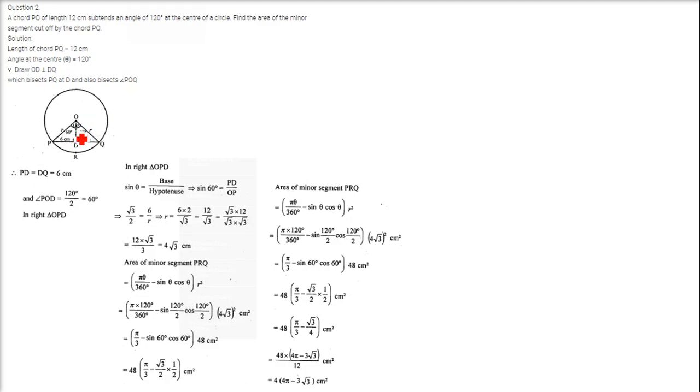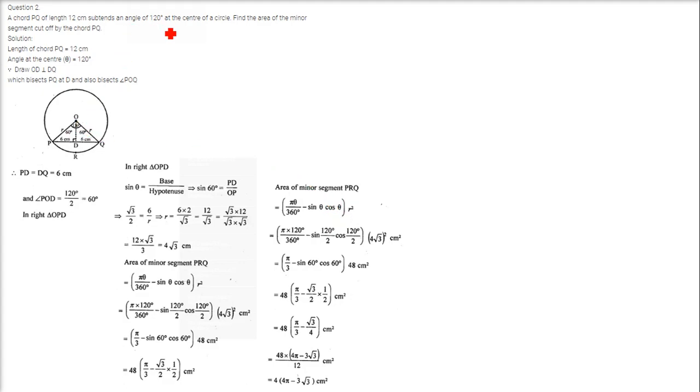Next question: a chord PQ. So here we have a chord PQ of length 12 cm. It subtends an angle of 120 degrees at the center of the circle. Find the area of the minor segment cut off by the chord PQ. Now you can directly use the formula, pi theta by 360 minus sine theta cos theta, times r square. You can directly use it.